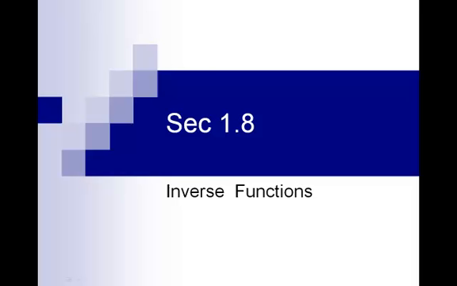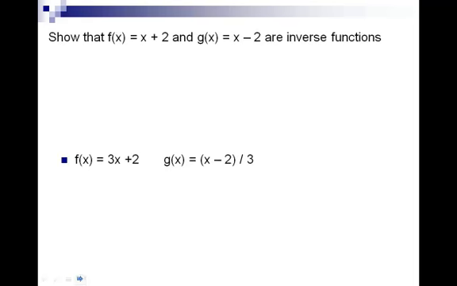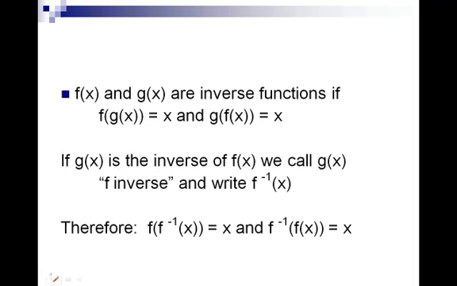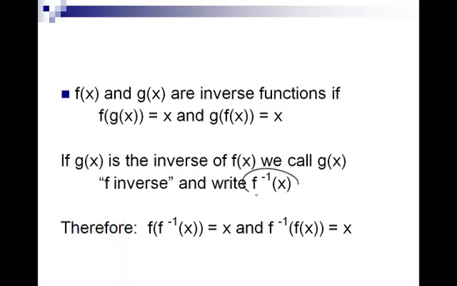Section 1.8 is about inverse functions. And here's our definition. f of x and g of x are inverse functions if f of g of x, the composite, equals x, and the reverse composite, g of f of x, also equals x. So if g of x is called the inverse of f of x, we call g of x f inverse, and this is the notation that we use to show an inverse function.